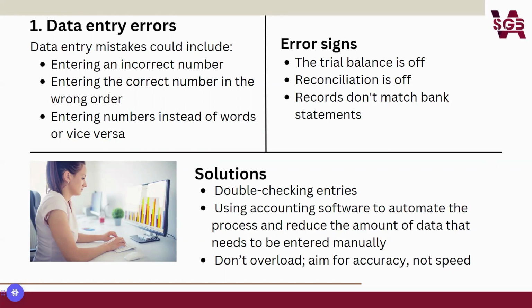The first error is data entry errors. Data entry mistakes could include entering an incorrect number, entering the correct number in the wrong order, or entering numbers instead of words or vice versa. These are the common mistakes, but there are others that can be described as data entry errors. What are the signs? First, the trial balance is off, and when you do the reconciliation, it doesn't match, or there seems to be a problem with the totals. And lastly, records don't match with bank statements.